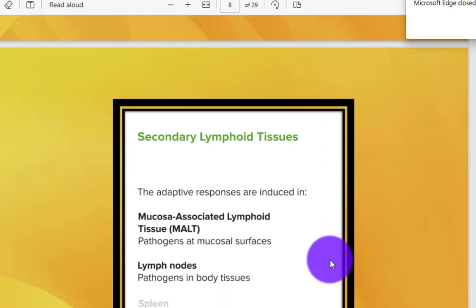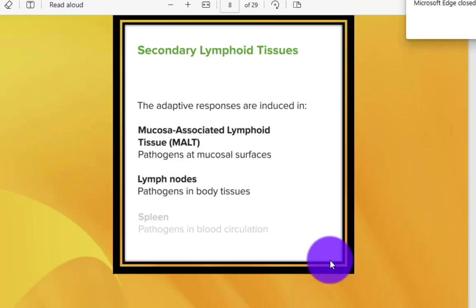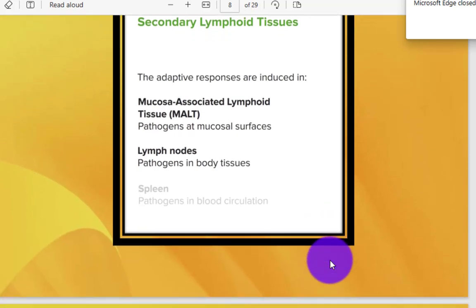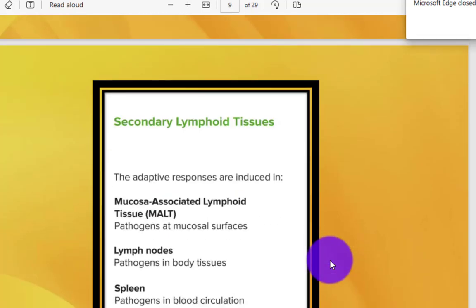Secondary lymphoid tissue, the adaptive response, is induced in the mucosa-associated lymphoid tissue, pathogen at mucosal surface; lymph nodes, pathogen in body tissue; spleen, pathogen in blood circulation.